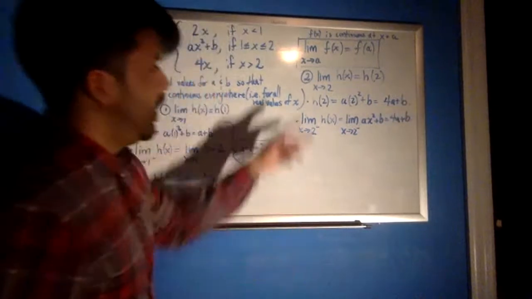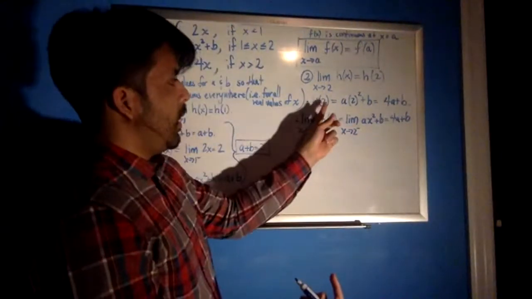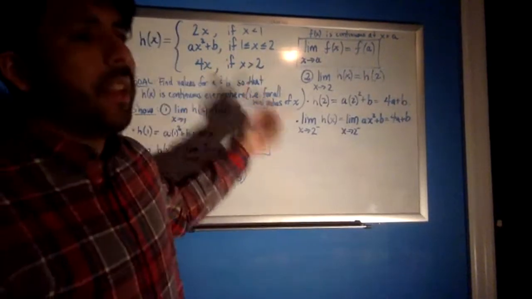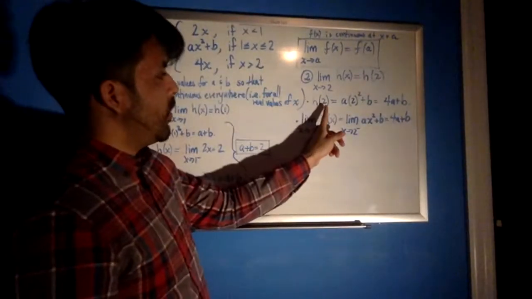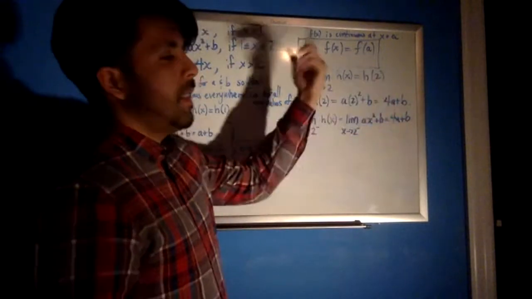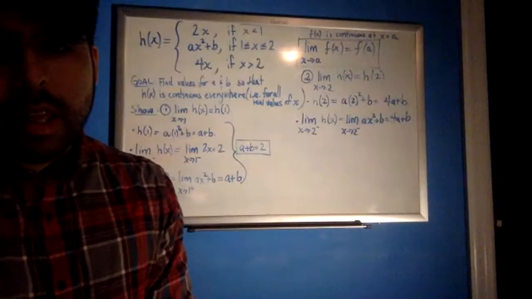Like I said, this will happen either on the left side or the right side, right? This may happen where the value of the function is exactly the same as the left side of the limit or the right side of the limit. In this case, the value of the function at 2 is exactly equal to the left side of the limit at 2. And I have to do one more thing.